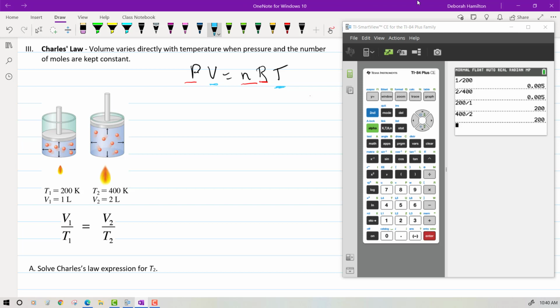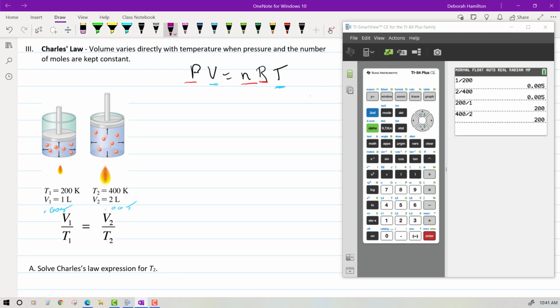We see that when V1 is divided by T1 in this instance, we get 0.005. And the same thing is true for the other one. If we put 2 in divided by 400, we get 0.005.